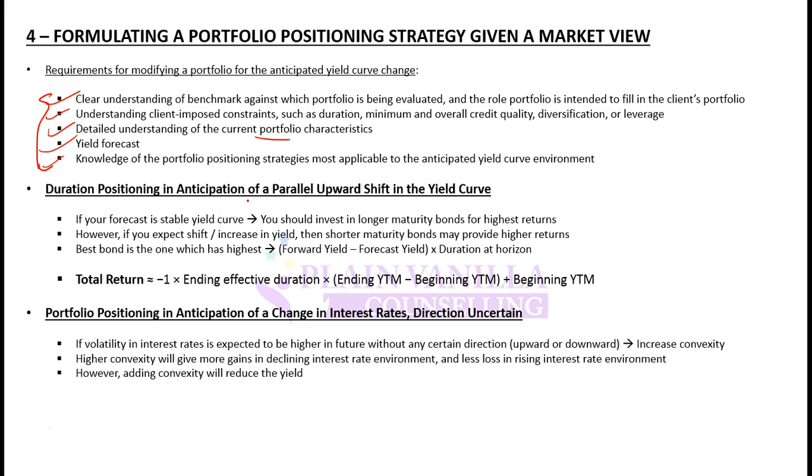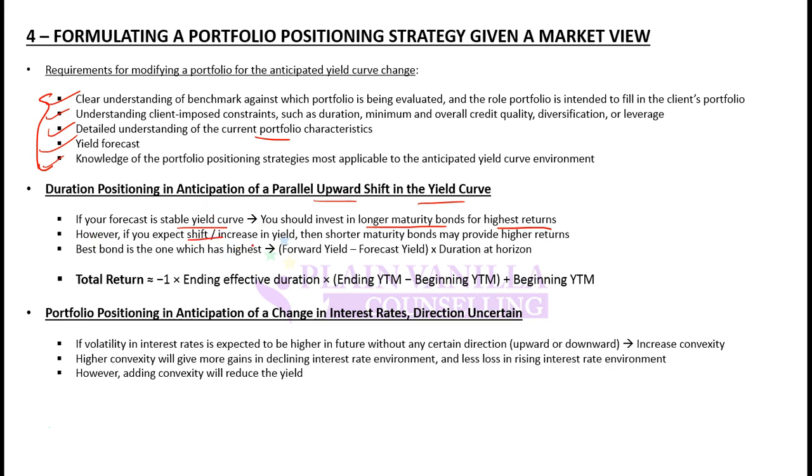Duration positioning in anticipation of a parallel upward shift in the yield curve. If your forecast is that the yield curve will be stable, then what would you do? You would invest in those bonds that have higher duration. And which bonds have higher duration? The longer maturity bonds have higher duration. So that means you should invest in longer maturity bonds for higher return. Why? Because the longer the maturity, the higher the return, if you think that the yield curve is stable.